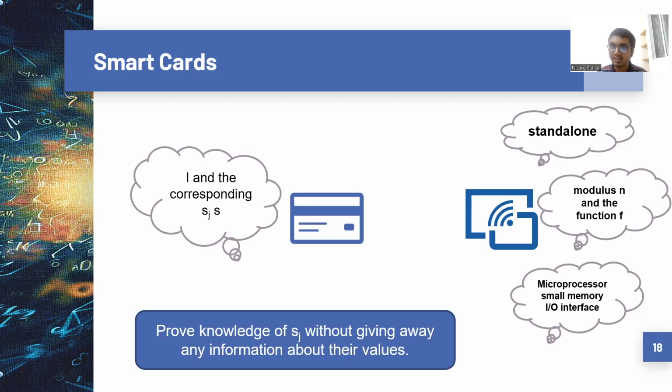Now, what would the verification devices look like? The verification devices, like the credit card swipes you might have used at malls, are standalone. Here they store just the modulus n and the function f. They have a microprocessor, so they can do small computations. They have limited memory and an IO interface. Now, what we have to do is prove the knowledge of sj without giving away any information about its values.